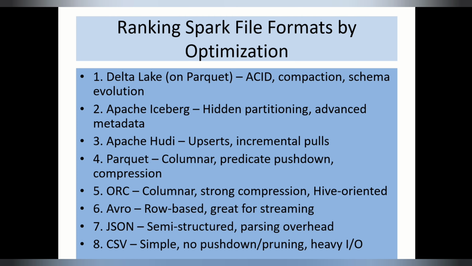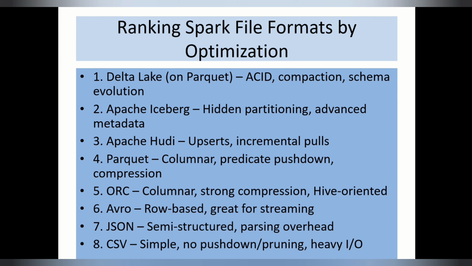Moving forward, I am trying to rank the file formats by optimization, because our main goal here is to discuss optimization, how we can optimize the job, the Spark application itself. Delta Lake on Parquet files: if we are creating a Delta Lake, that is a table format, that is one of the best and most optimized file formats. We can say it has ACID transactions, compaction, schema evolution, everything we can do on that file itself if we are utilizing Delta Lake. Apache Iceberg, the same.